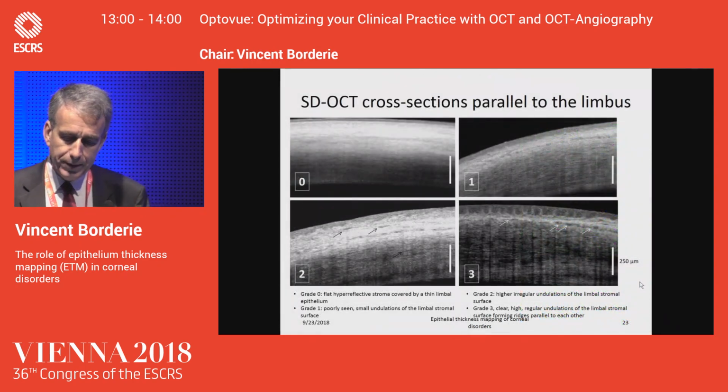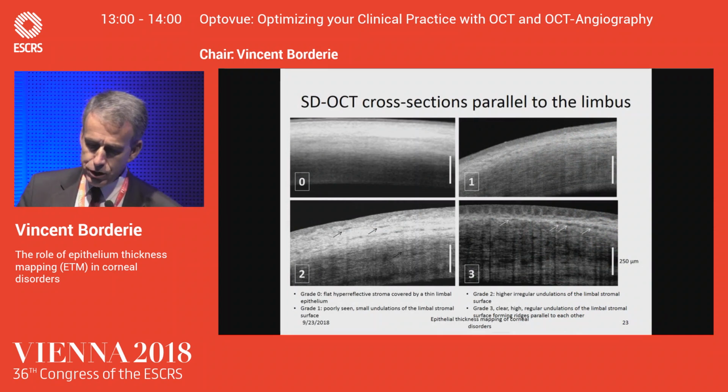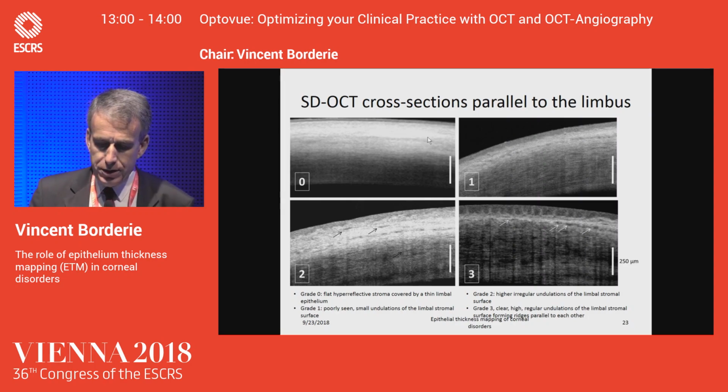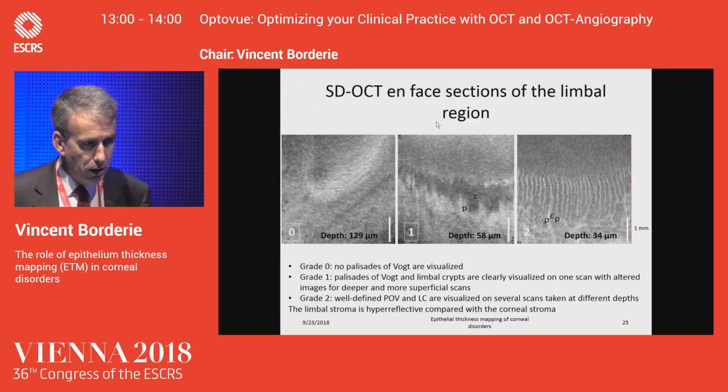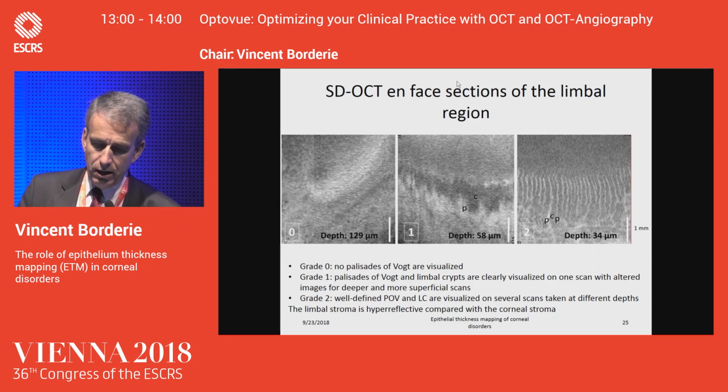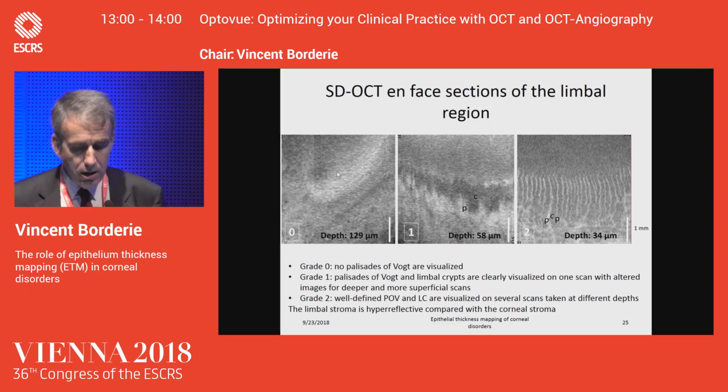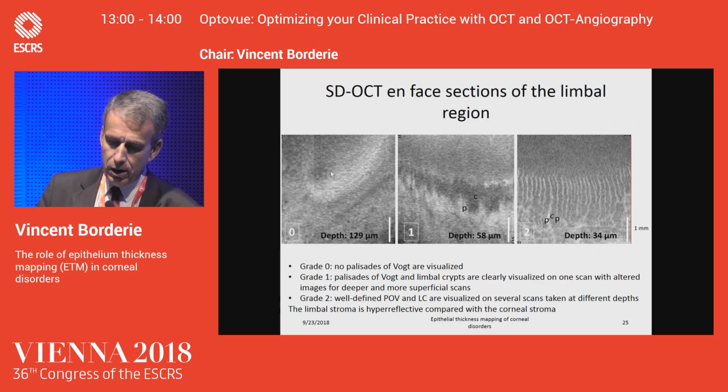Then you can go to the limbus and assess the limbal niche with cross sections parallel to the limbus. Here you can clearly see the normal limbal niche in a normal cornea with the palisades of Vogt and the limbal crypts. And in a patient with severe limbal deficiency, the limbal niche structures are completely lost. You can assess also the limbus with cross sections perpendicular to the limbus, and you can differentiate a normal cornea from a cornea with severe limbal deficiency. And finally, you can look at en face sections of the limbal region, and you can see clear differences between a normal cornea, where you can clearly see the palisades of Vogt and the limbal crypt, and a cornea with a severe limbal deficiency, where you don't see the limbal niche.